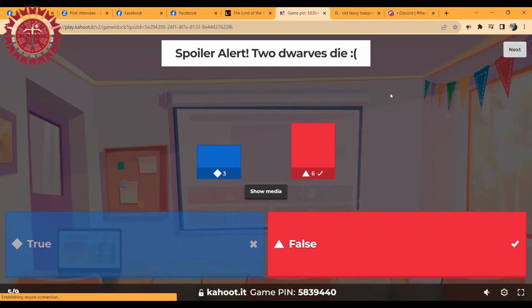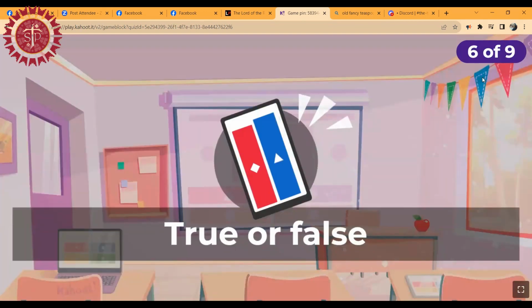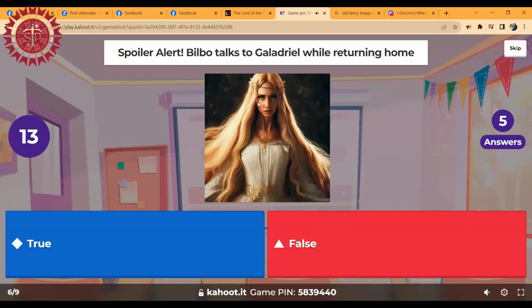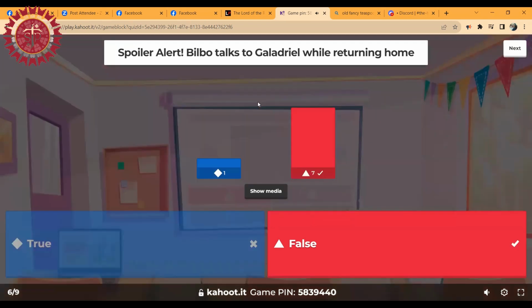It's a movement. Great. Rose and Krista, my girls. Thank you. Another true or false. Spoiler alert. Bilbo talks to Galadriel while returning home. This is a picture I got from artificial intelligence. Golden-haired elf princess with a white dress. Powerful. I think it looks good. Yeah, no, there's no Galadriel here. There is in the movie, but not in the book.